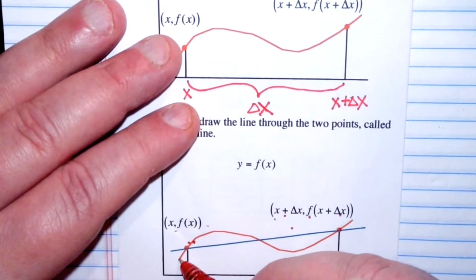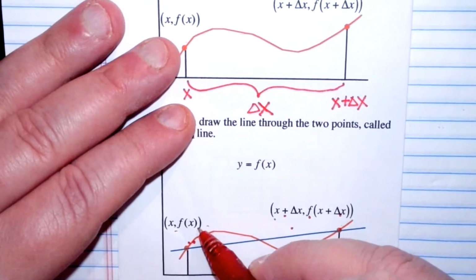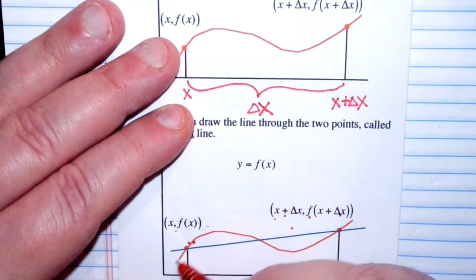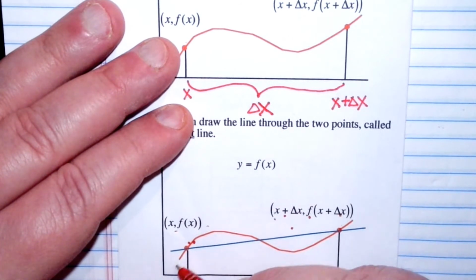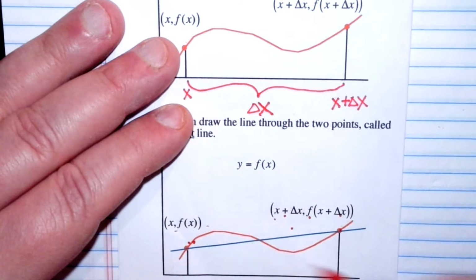I'm wanting to figure out the slope of the curve at this point, and I would say the graph seems to be going kind of in this direction, and so whatever the slope of that line is would be a reasonable approximation of the slope of the curve at that point.